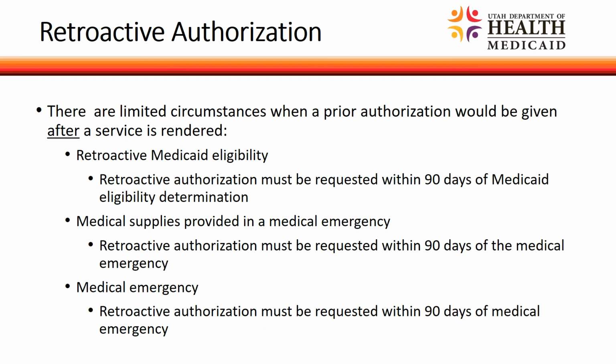Retroactive authorization. There are a limited number of circumstances when a prior authorization would be given after a service is rendered. The first of these reasons is when a member is issued Medicaid program eligibility retroactively. Retroactive authorizations must be requested within 90 days of the eligibility determination. Services provided in a medical emergency or medical supplies provided in a medical emergency are also a reason that we would issue a retroactive prior authorization. These services must be requested within 90 days of the medical emergency.